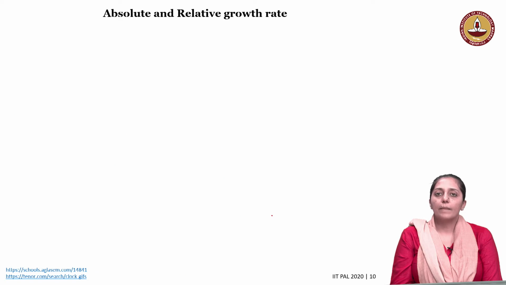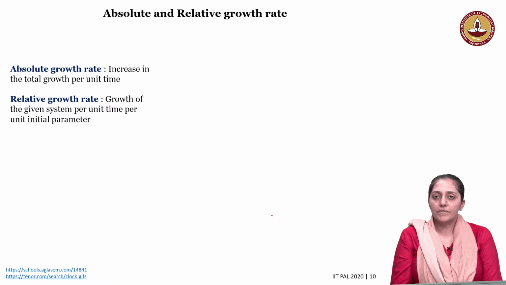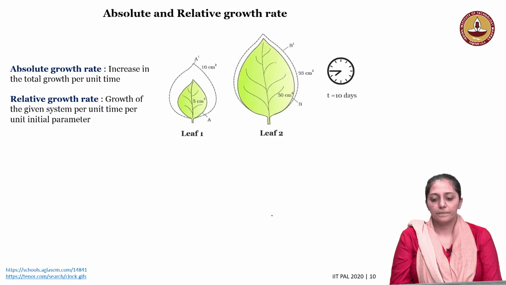Let us talk about absolute and relative growth rate. Now, what is absolute growth rate? It is the increase in the total growth of the plant per unit time, while relative growth would be growth of the given system per unit time, per unit of the initial value of the parameter.